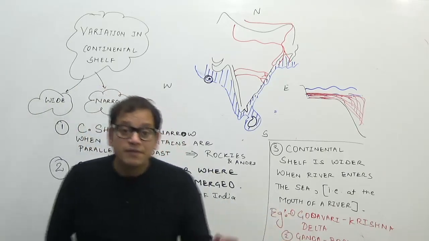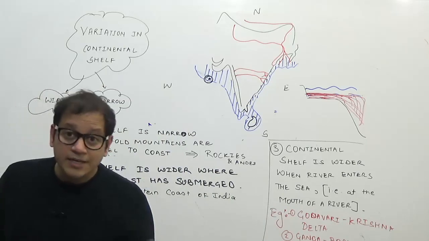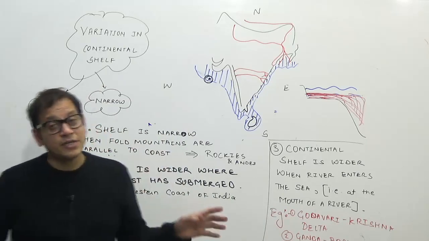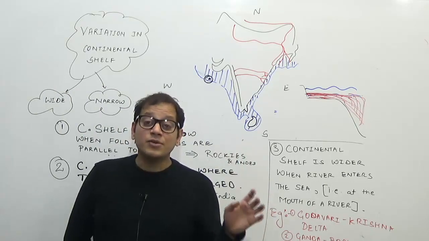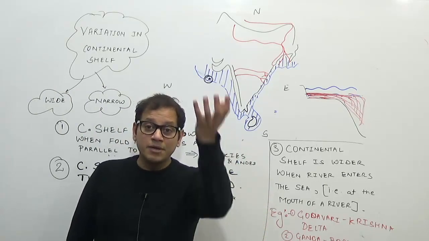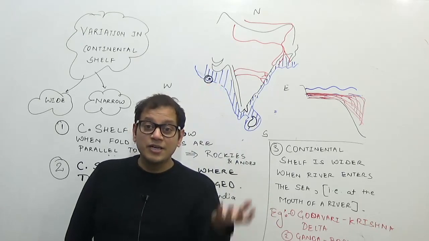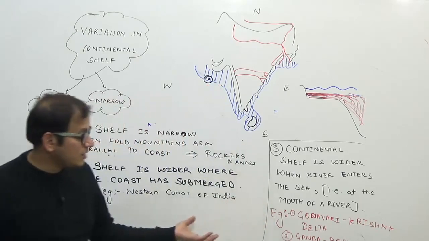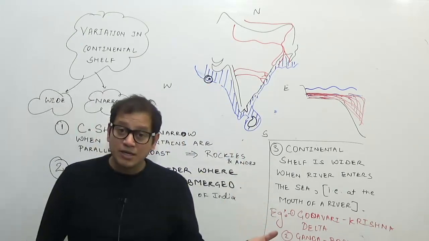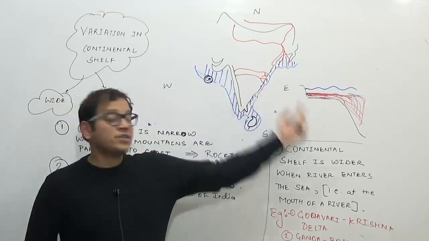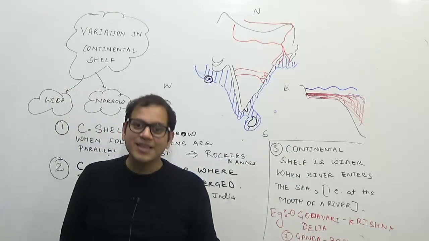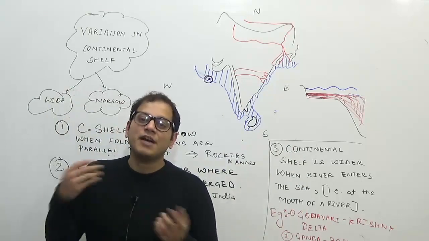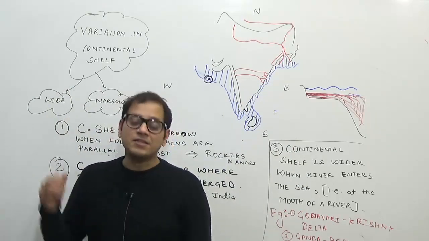So if the river is entering the sea, the continental shelf is wider. That means even though the eastern coast of India is an example of an emerged coastline, still the continental shelf is wider because the Ganga and Brahmaputra rivers enter the sea. The Godavari Krishna river enters the sea. Around Tamil Nadu, the Kaveri river enters the sea. So these are examples of wider continental shelf in the eastern coast of India.